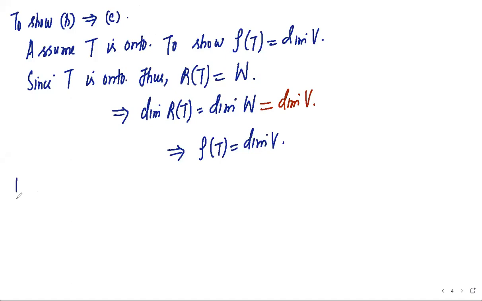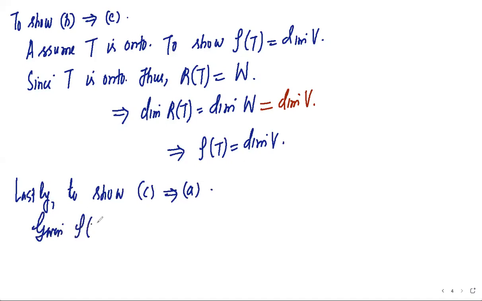Now lastly, to show statement number C implies statement number A. Now here we are given that rank of T is equal to dimension of V.